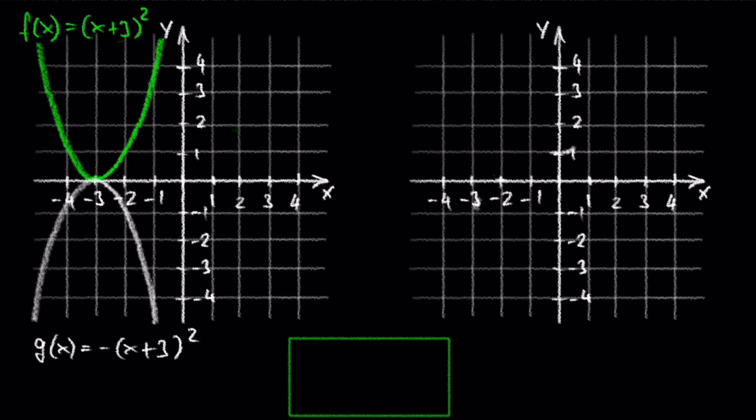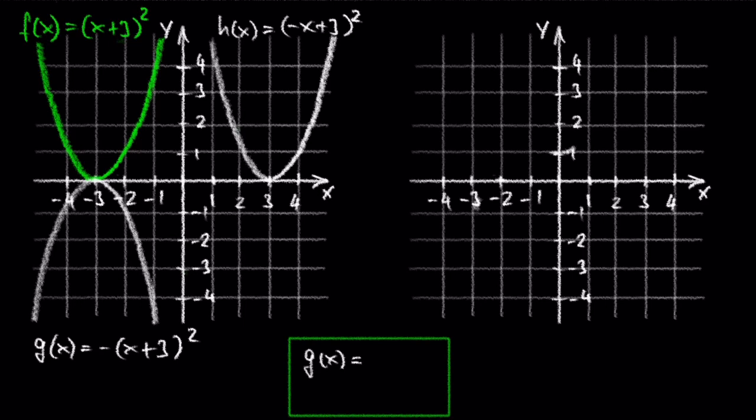And we can reflect the graph about the y-axis by putting a negative sign in front of the x, which then becomes h of x equals (negative x plus 3) squared. In general, we can write g of x equals the negative of f of x and h of x equals f of negative x.